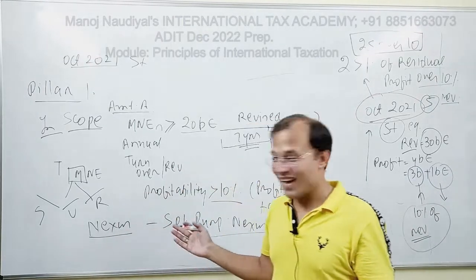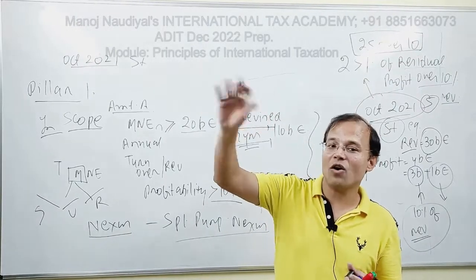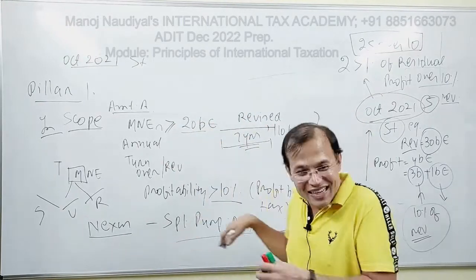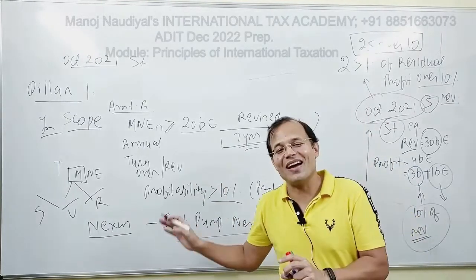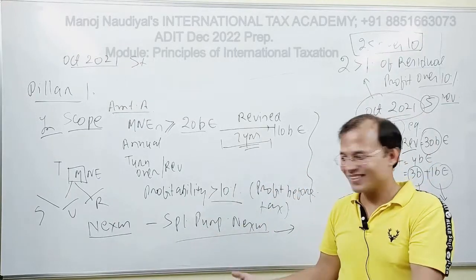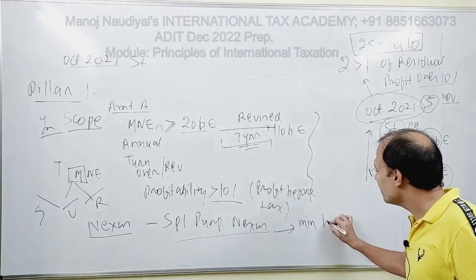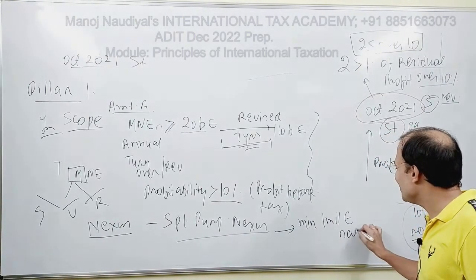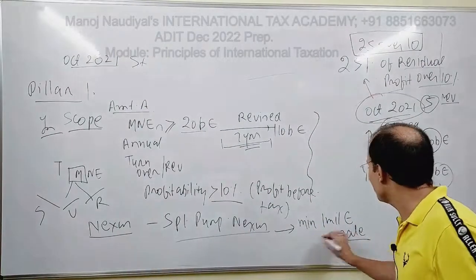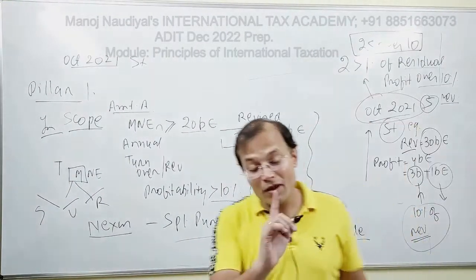Otherwise, in case of residence-based jurisdiction, we have a very clear-cut domicile or place of residence or place of management, and these are nexus factors. In this case, they are not able to find any factor. So they take that, okay, sales is the factor, which in any case was the problem, right? So special purpose nexus is what? Minimum of 1 million euro sale in the jurisdiction of in-scope MNE. Minimum 1 million euro sale.